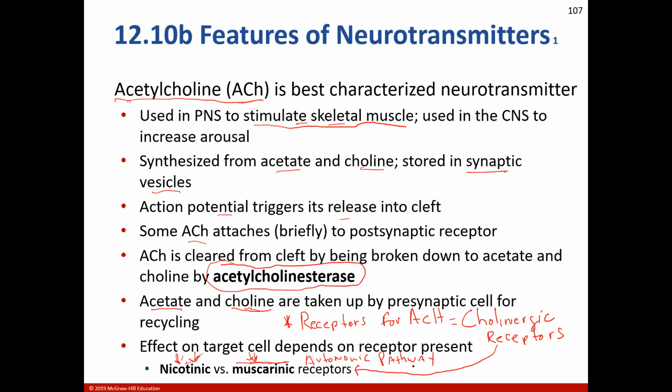Autonomic is parasympathetic and sympathetic. Sympathetic is fight or flight, and parasympathetic is rest and digest. But I'm only talking about acetylcholine here. So these receptors, especially nicotinic, are used in all autonomic pathways. So you're going to have preganglionic neurons and postganglionic autonomic neurons. So when you hear muscarinic and nicotinic, it's only receptors for acetylcholine.